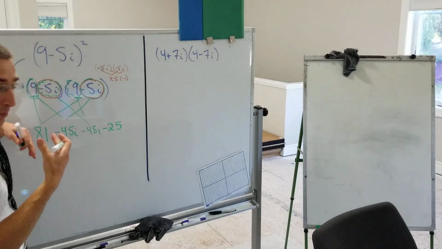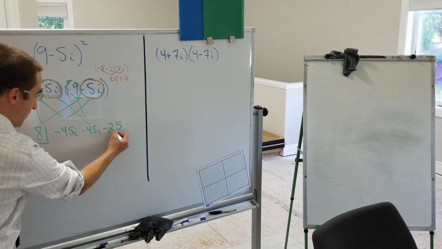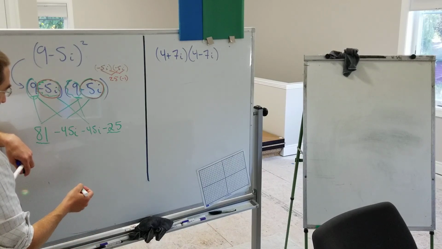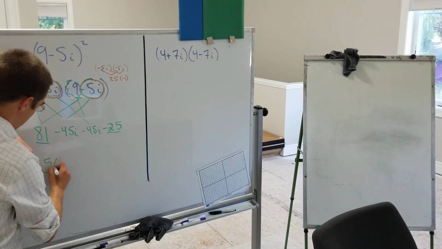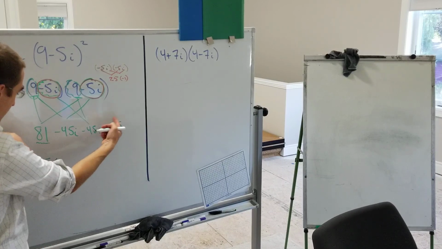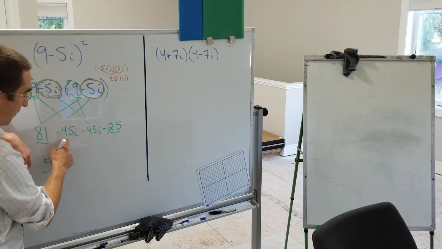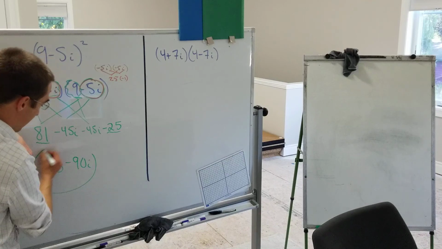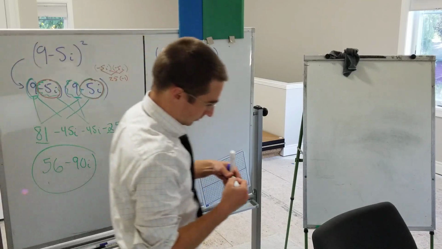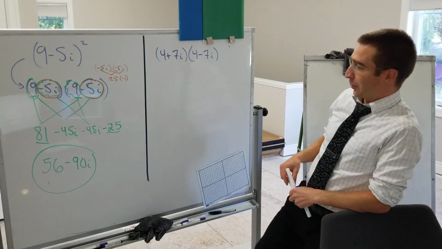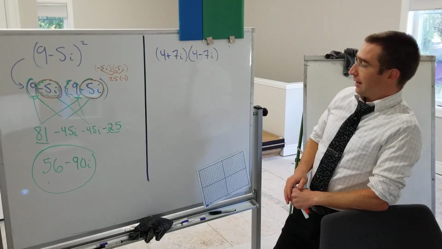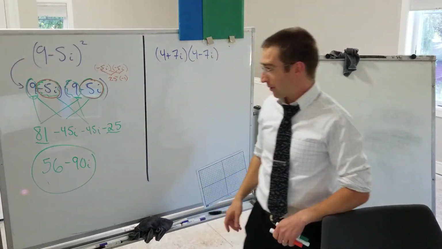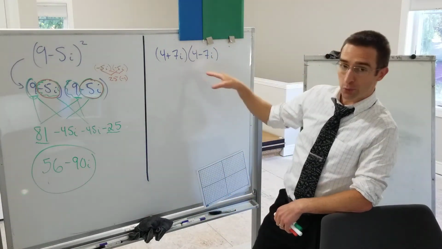And now I combine like terms. I've got an 81 minus 25. Oh boy, that's going to give me 56. And then here, negative 45i minus 45i is going to give me minus 90i. And that's it, that's the answer. All right. If you just squared both of these, you probably missed the minus 90i because you didn't have those in the middle.